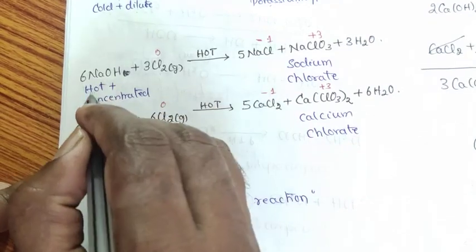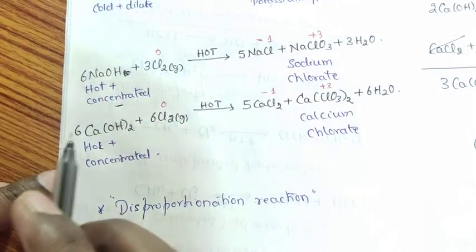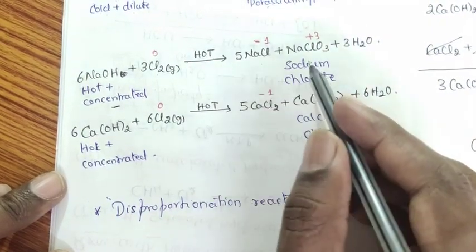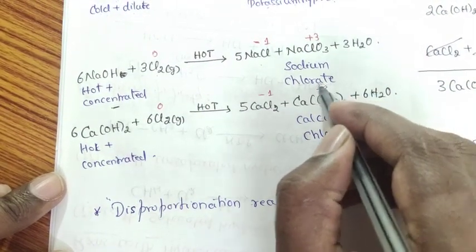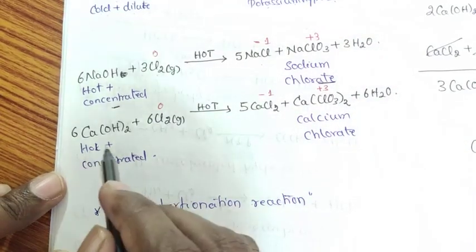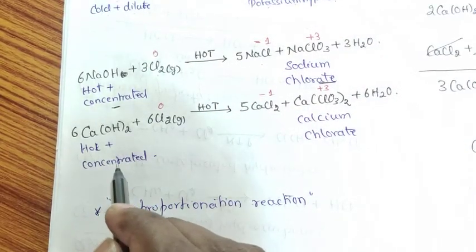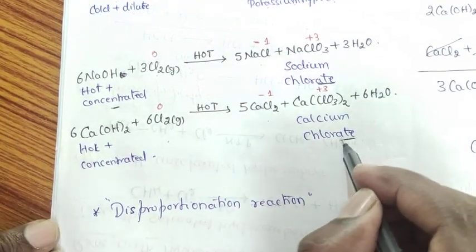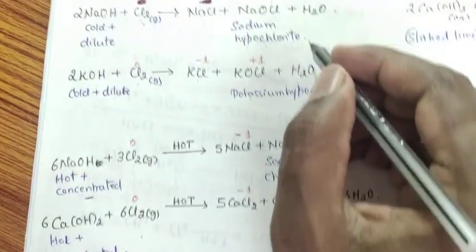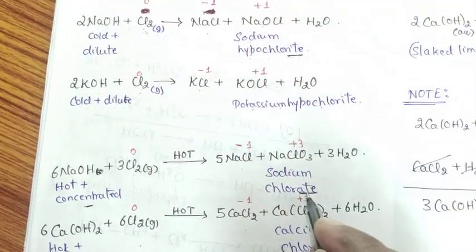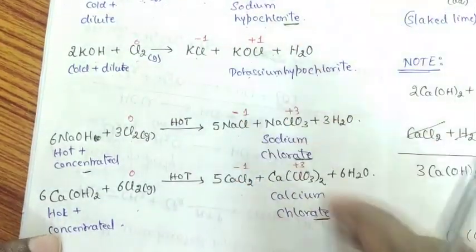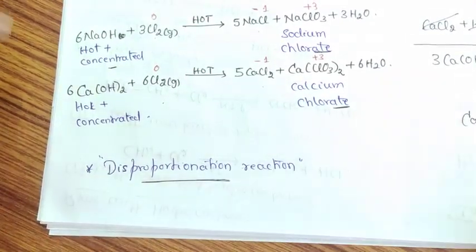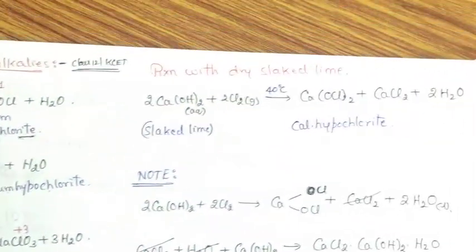When chlorine gas is allowed to pass over hot and concentrated, now not dilute, sodium hydroxide solution, we get sodium chloride along with sodium chlorate. When hot and concentrated calcium hydroxide is treated with chlorine gas, we get calcium chloride as well as calcium chlorate. Dilute solution gives chloride and hypochlorite; concentrated solution gives chloride and chlorate. Both the reactions are disproportionation reactions.